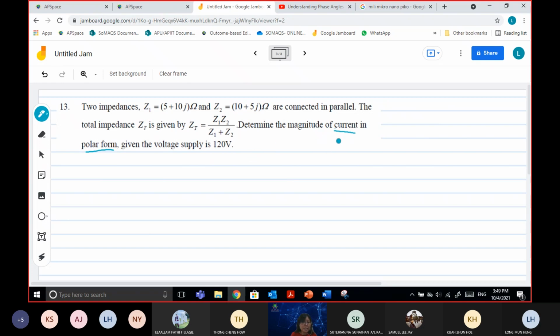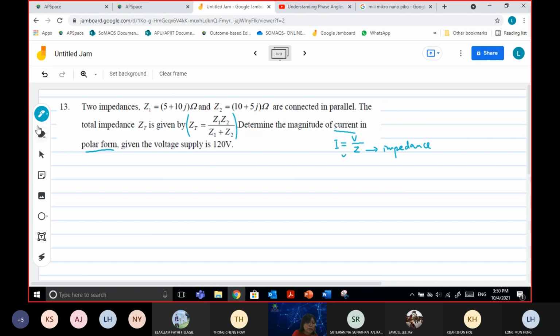Okay, so remember just now for the last question, current equals V over Z, right? Where the V is the voltage supply, so 120, and the Z is the impedance. For the impedance, we still need to do the calculation because just now we have two impedances and we need the total impedance here. So total impedance is given as this one. You need to calculate this first before we can proceed.